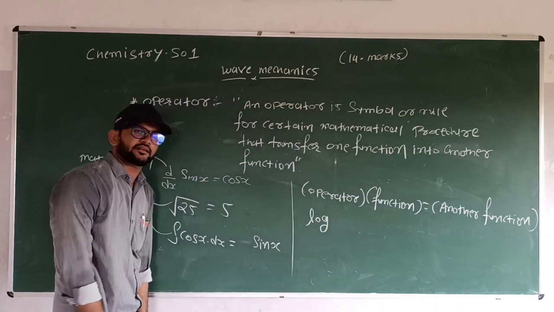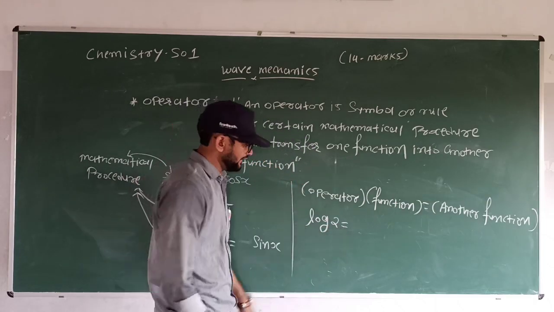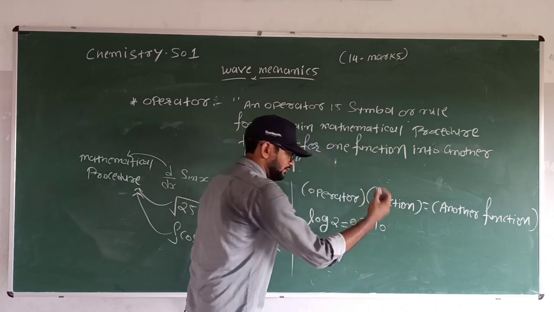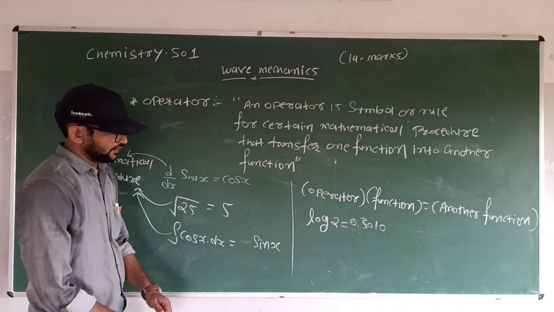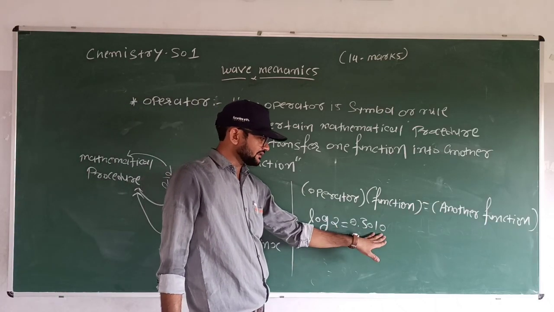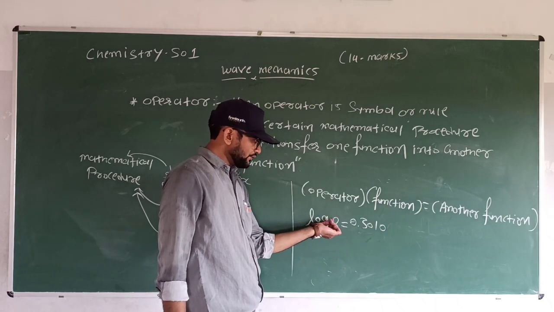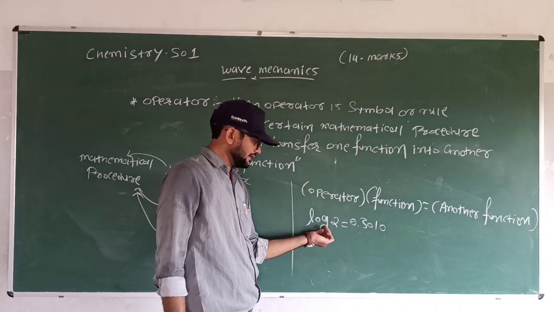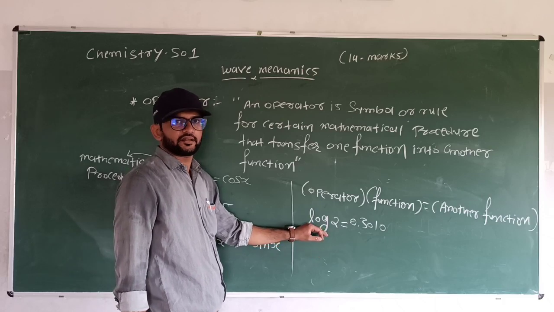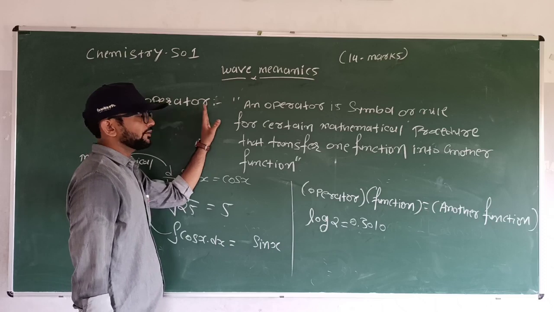So we take a logarithm of 2. So value of log 2 is equal to 0.3010. So 2 is any mathematical value. 0.3010 is also another mathematical value. While we take log on 2, it converts to another value. So log is a mathematical procedure, and this mathematical procedure in quantum mechanics is called operator. So that is the first definition of operator.